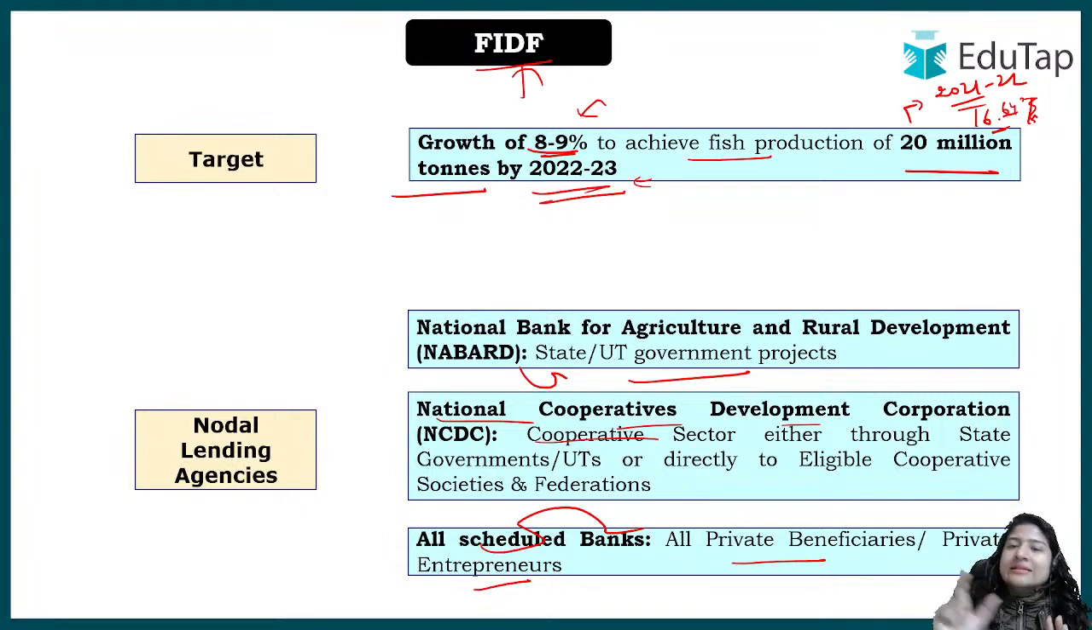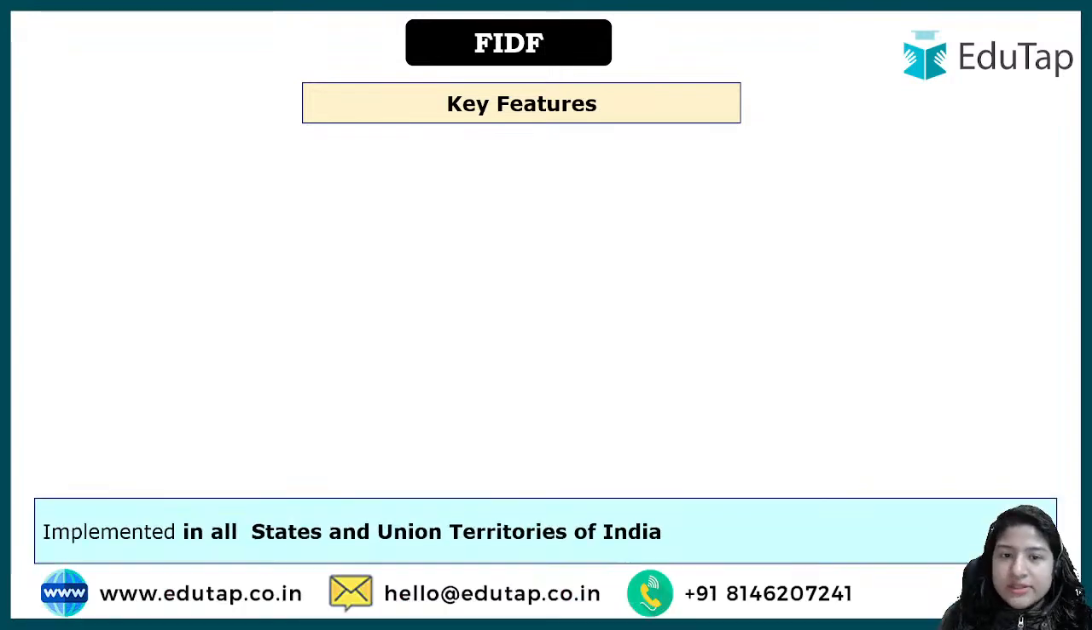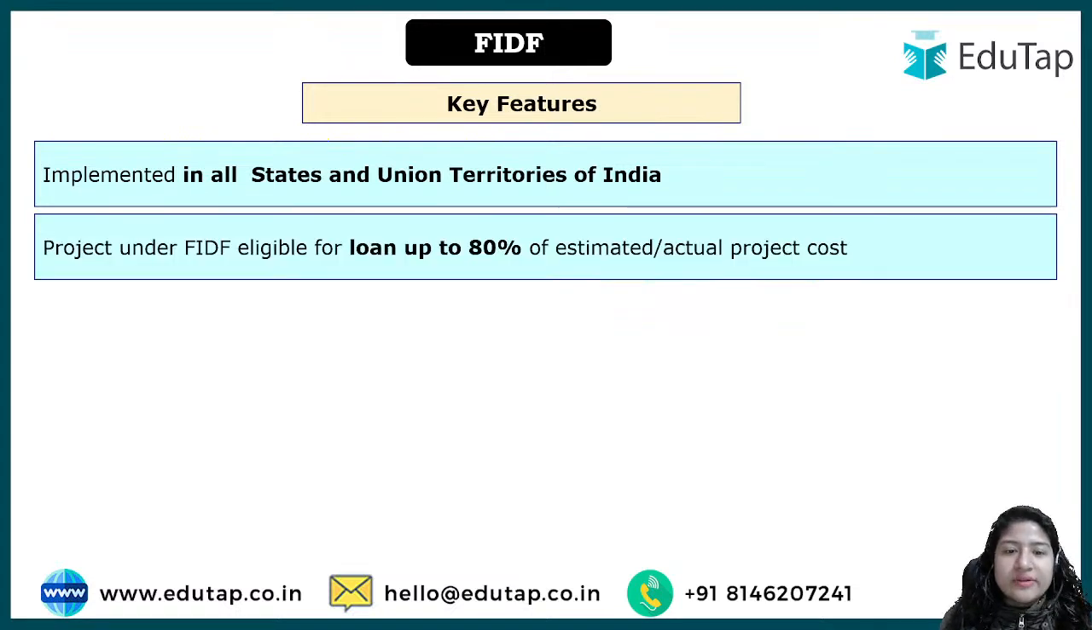Now we state that a concessional loan is available. So we have understood the agencies. Now the eligible beneficiary knows where to go, right. But when we talked about concessional loan, what are those key features? Now let's understand. First of all, we have to understand that this scheme is for all the states and UTs. It is eligible everywhere.